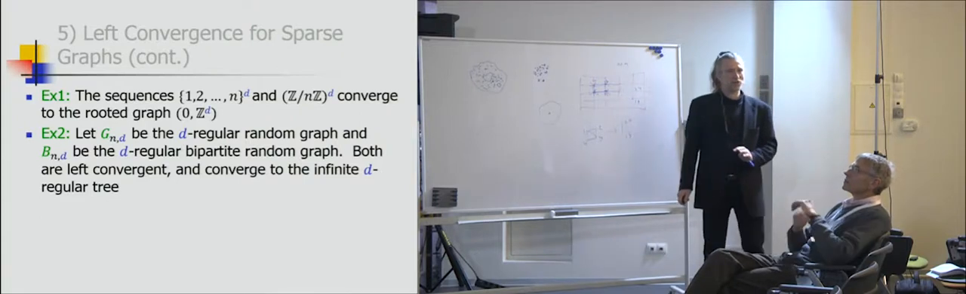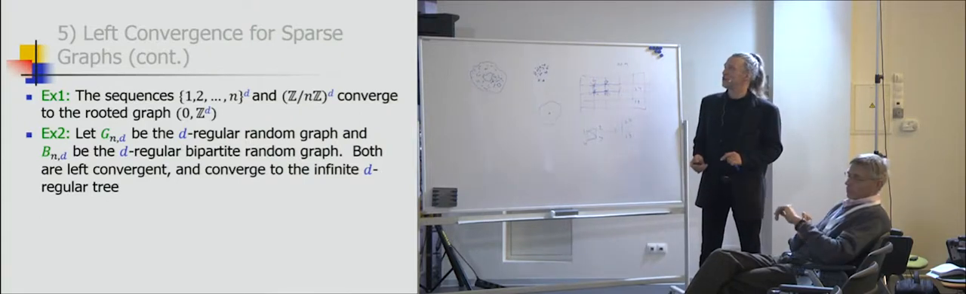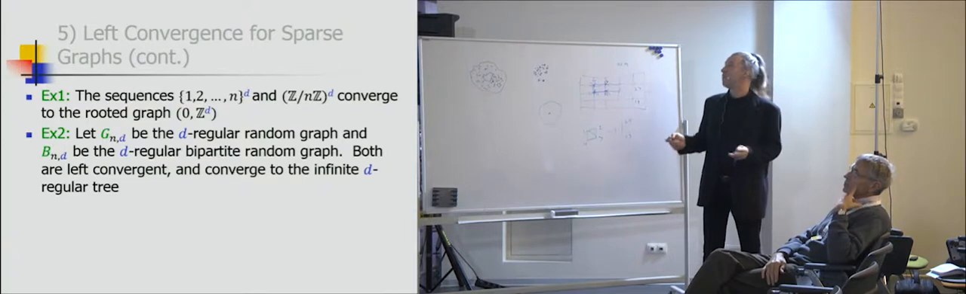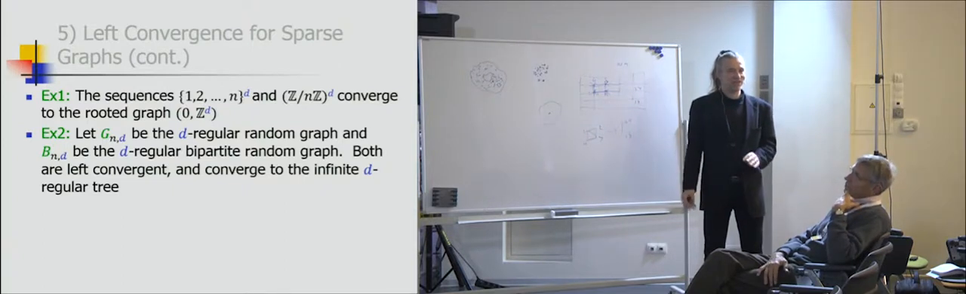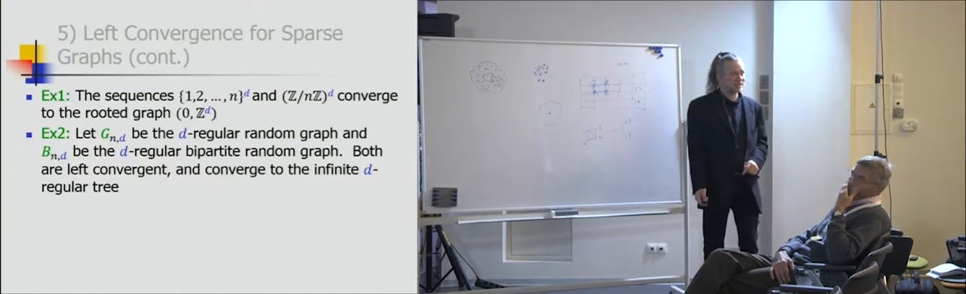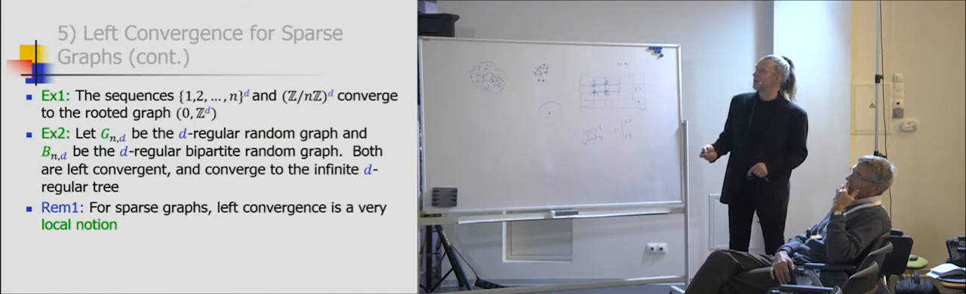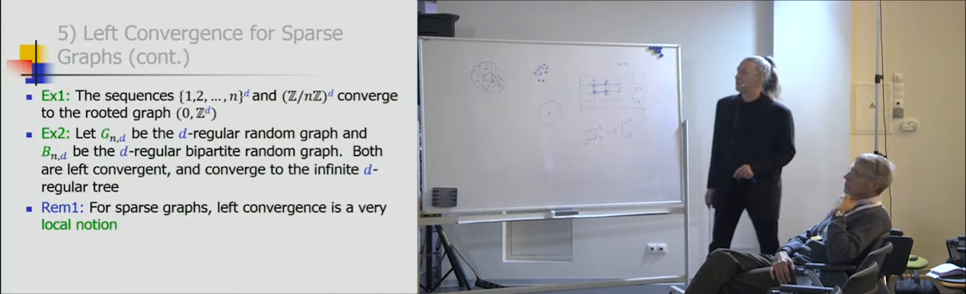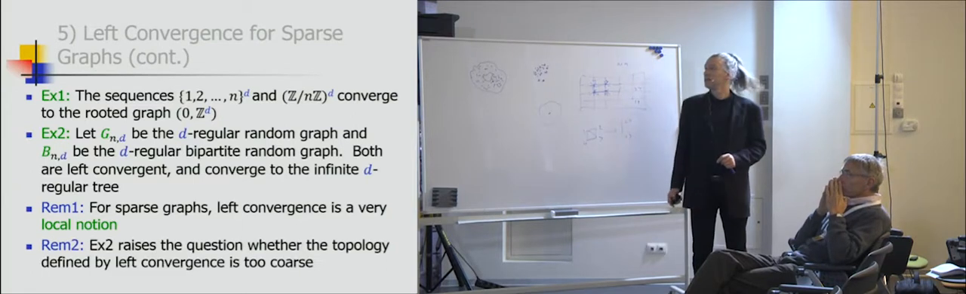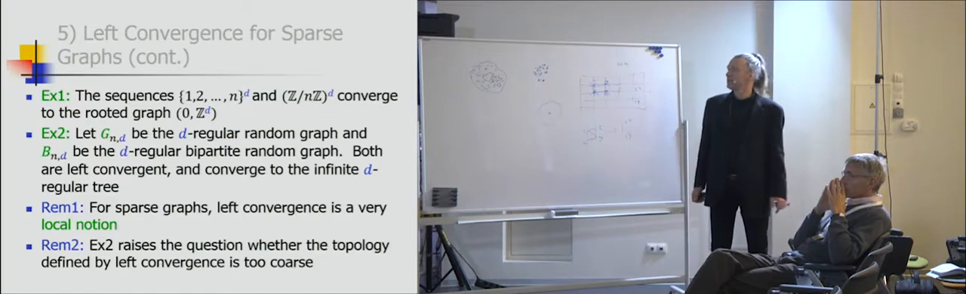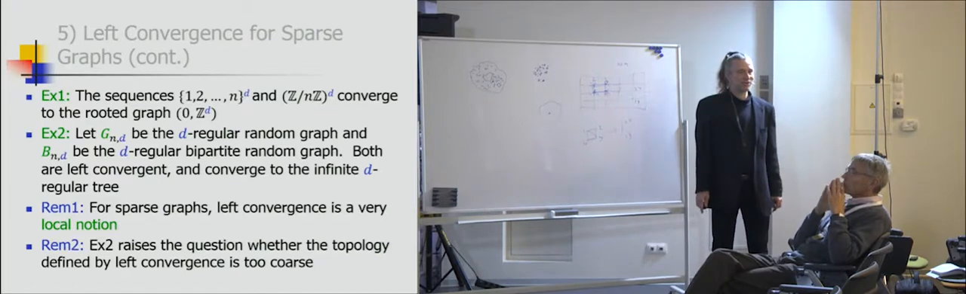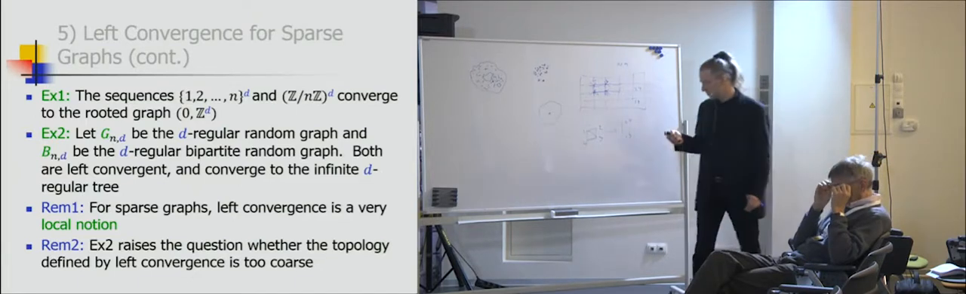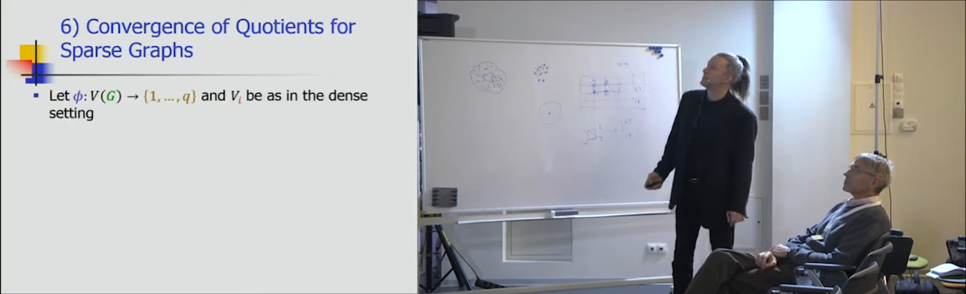Now this might start to worry you, because if you're a computer scientist, you say, well, one is bipartite, one is not. They're very different, right? For example, if you try to color them, you will have problems with one and not with the other. So there are two remarks. This notion of left convergence is a very local notion. And the second point, the example raises the question whether the topology is too coarse, because it doesn't distinguish graphs which you are saying to me are clearly different. So what do we do about that?